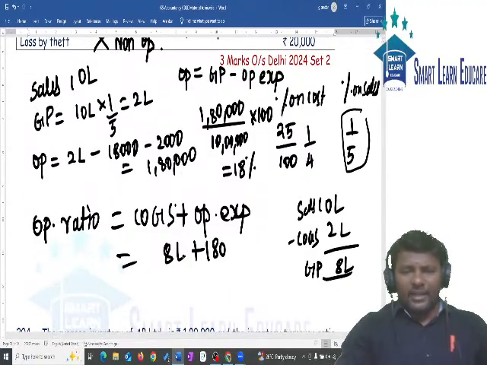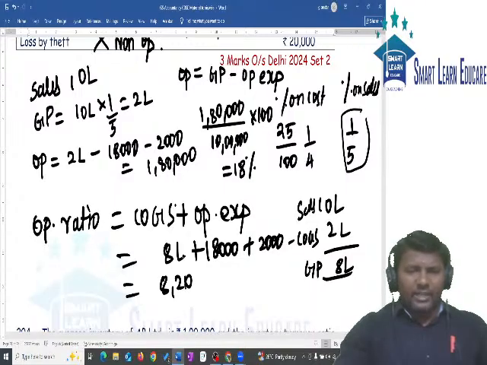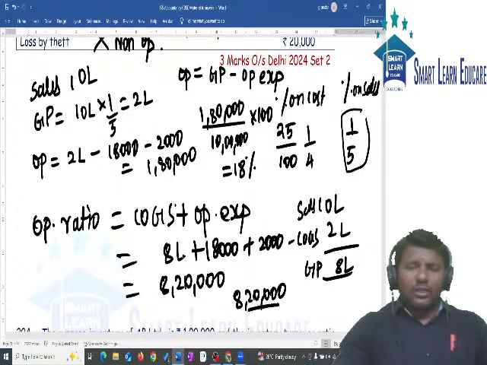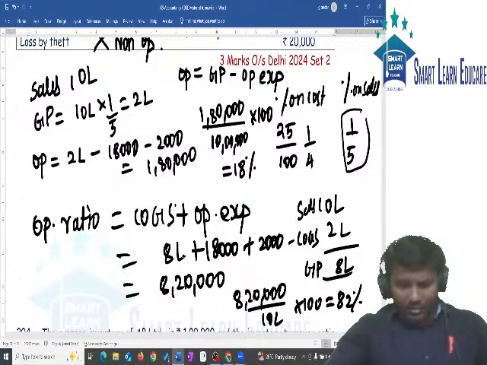18,000 is your operating expense as well as 2,000 is your operating expense. Our total operating expense comes to 8 lakh 20,000. What is the formula for operating ratio? It is 8 lakh 20,000 divided by 10 lakh into 100. This will give you how much percentage? Means 82 percentage.